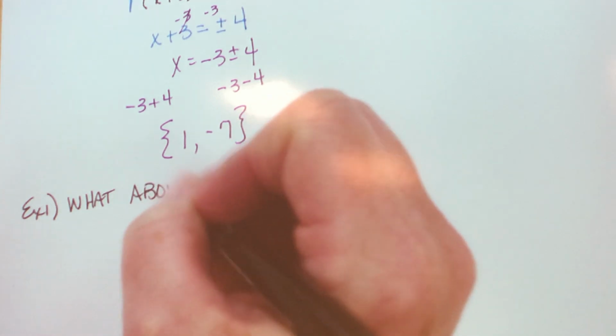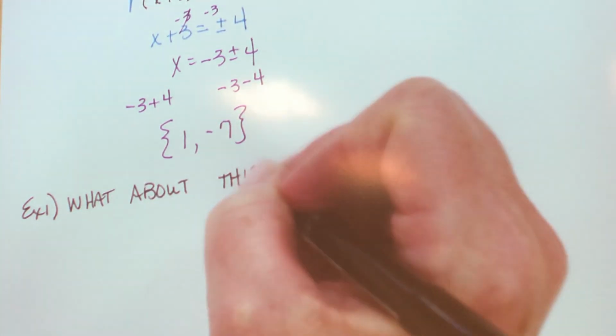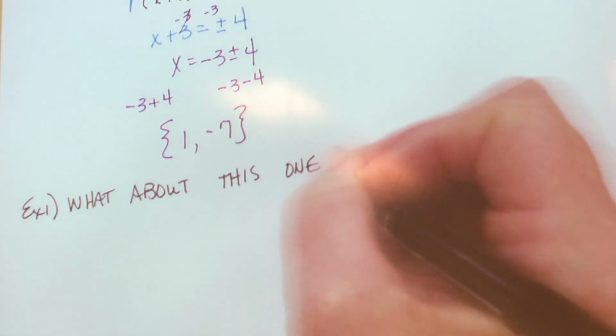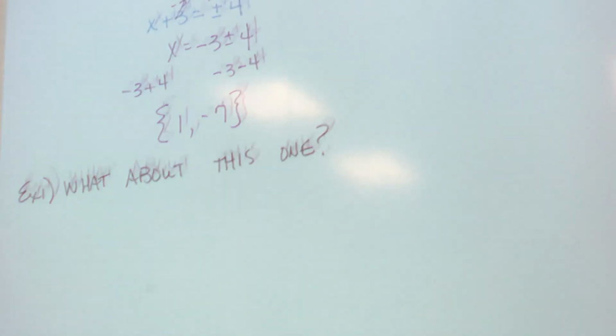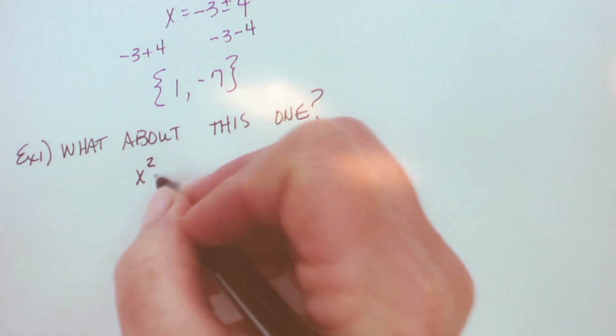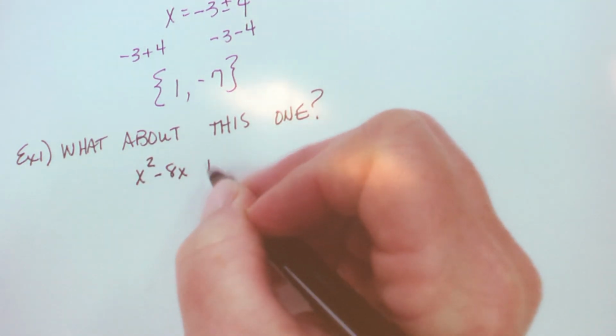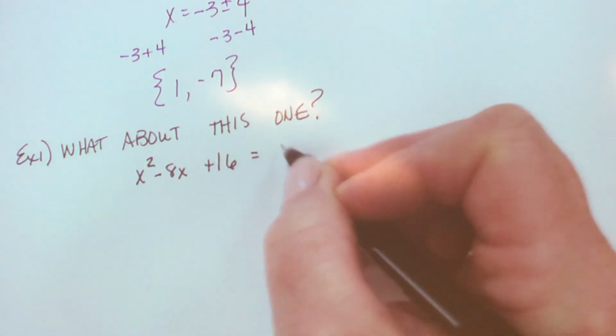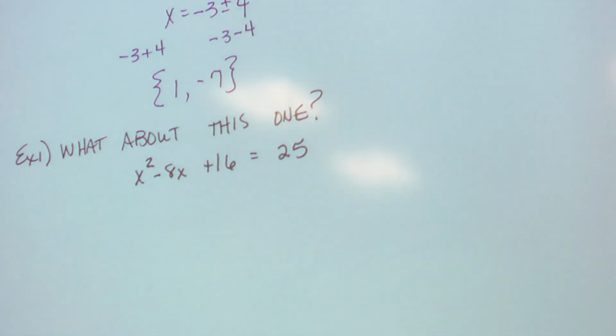So what about this one? Okay, so here's the problem. It looks like this: x squared minus 8x plus 16 equals 25. Y'all, this is just like the very first problems on your worksheet.